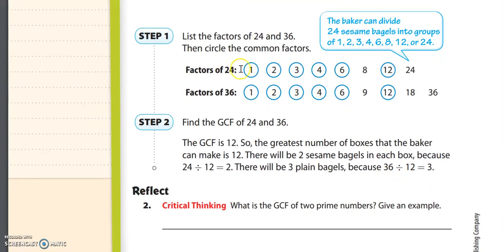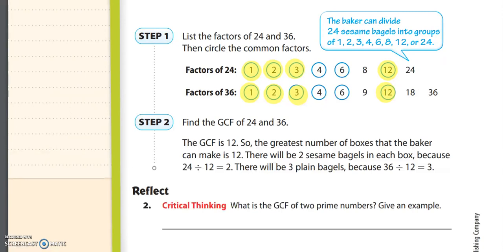The factors of 24 include 1, 2, 3, 4, 6, 8, 12, 24. The factors of 36 include 1, 2, 3, 4, 6, 9, 12, 18, 36. The blue circles indicate that those numbers appeared in both lists. 1 is a factor of 24 and 36, as is 2, as is 3, and so on. The greatest number that's circled in both lists is 12. So therefore, the greatest common factor of 24 and 36 is 12.